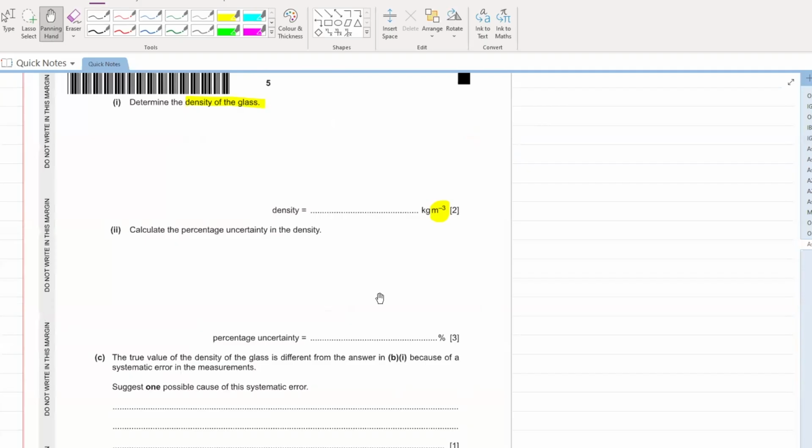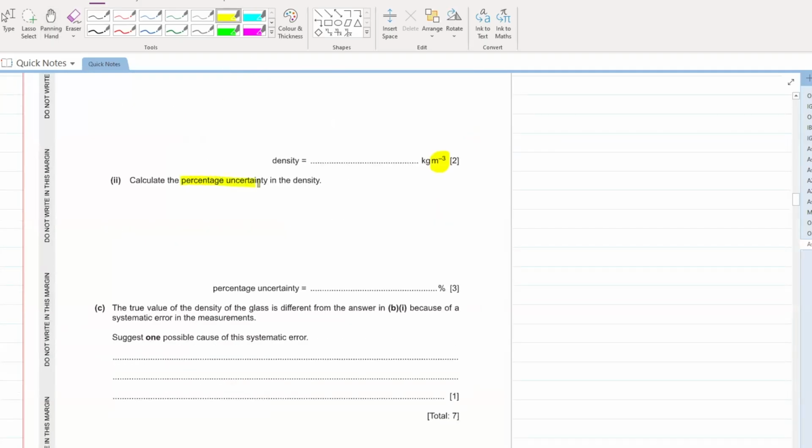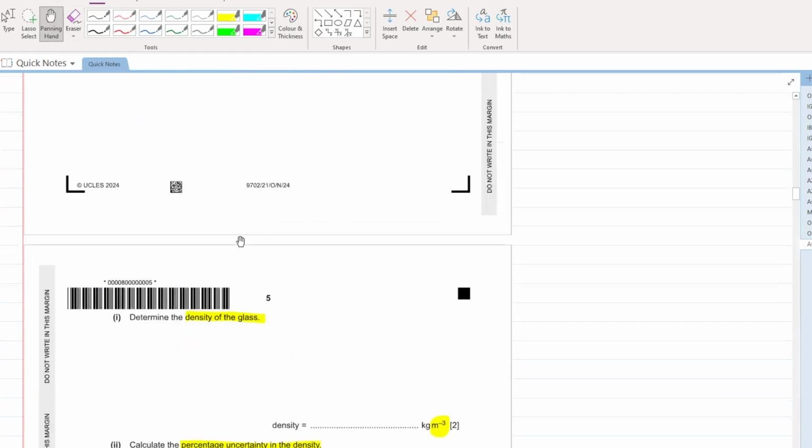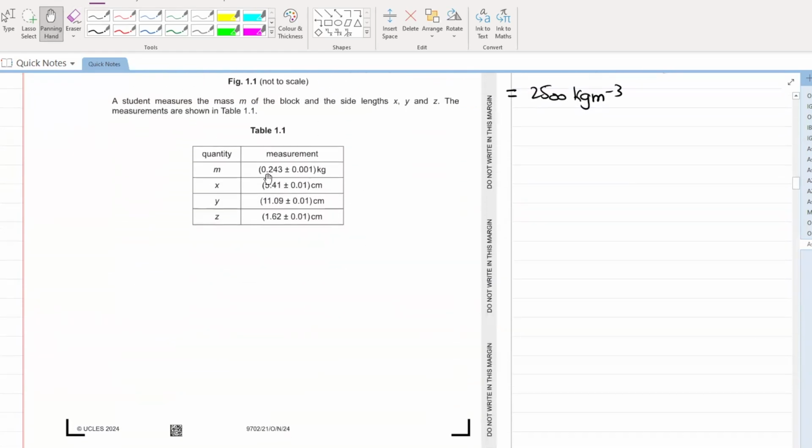Very good. Now let's calculate the percentage uncertainty in the density. Always remember, before calculating either the percentage uncertainty or fractional uncertainty, write down the formula of density. Density is mass over volume. Now break down volume further: mass over x, y, z. This is your density formula.